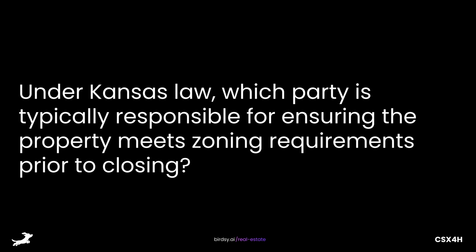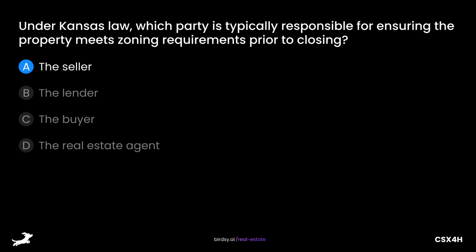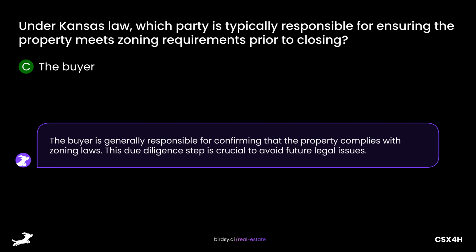Under Kansas law, which party is typically responsible for ensuring the property meets zoning requirements prior to closing? Is it A, the seller, B, the lender, C, the buyer, or D, the real estate agent? The answer is C, the buyer. The buyer is generally responsible for confirming that the property complies with zoning laws. This due diligence step is crucial to avoid future legal issues.